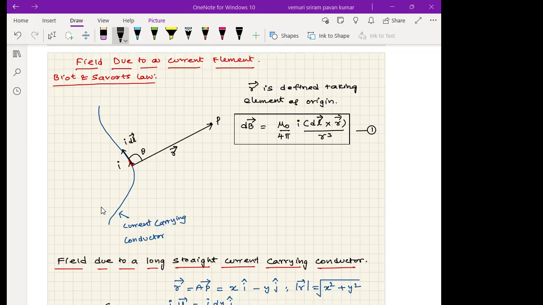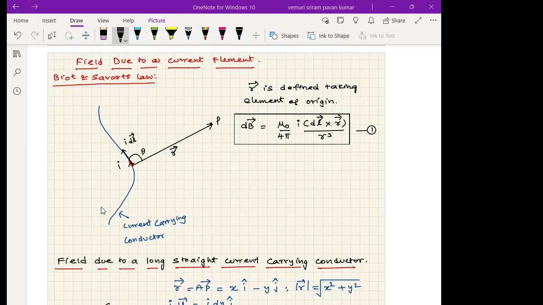So from there, straight away, thereafter, Biot and Savart studied different shapes of conductors and measured the magnetic fields due to the different shapes. And finally, they proposed a law. And what is that law?